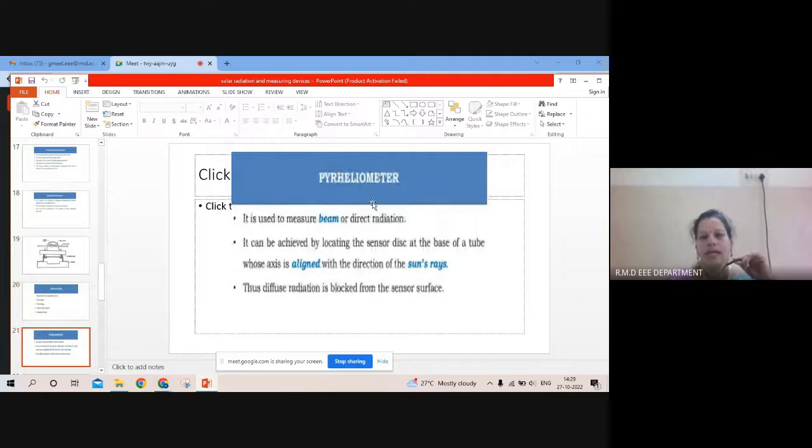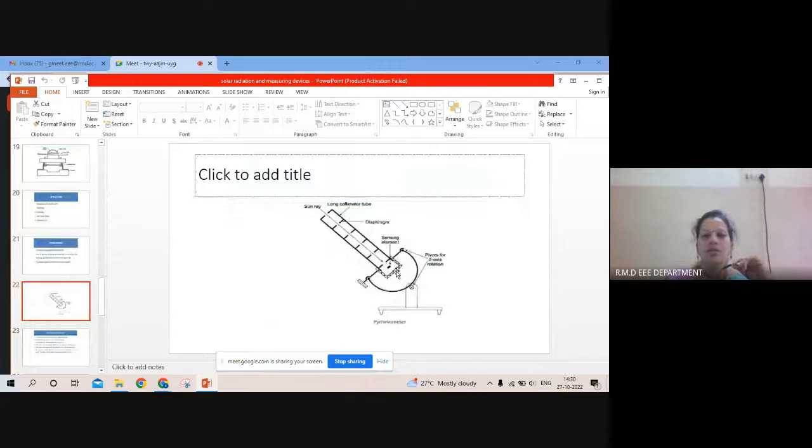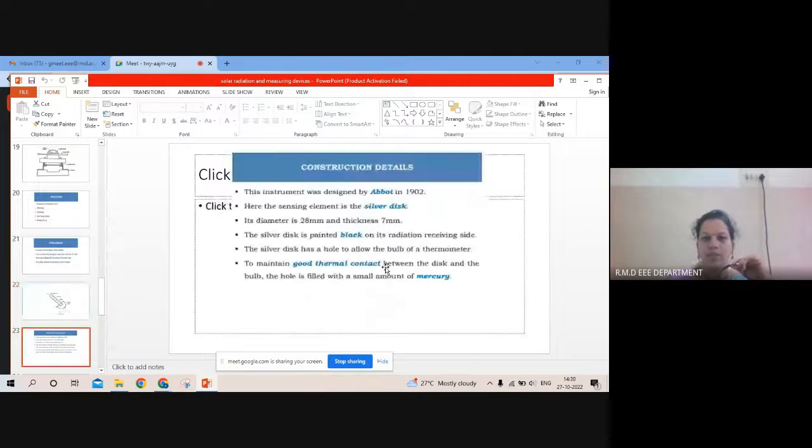Then coming to the next device called the pyrheliometer, which is meant for measuring the beam or the direct radiation. Here we have a sensor which has been placed at the center, at the base of a tube. So this is the diagram for the pyrheliometer, and this is the sensing element placed at the base of the tube. The sensing element is made up of a silver disc of about 28 millimeter diameter and thickness 7 millimeter. The disc is painted black on its radiation receiving side, and it also has a hole to allow the bulb or thermometer to be inserted. To maintain good contact between the disc and the bulb, the hole is filled with a small amount of mercury.